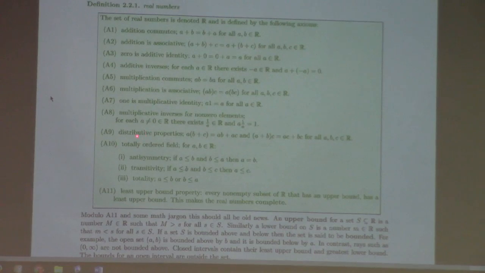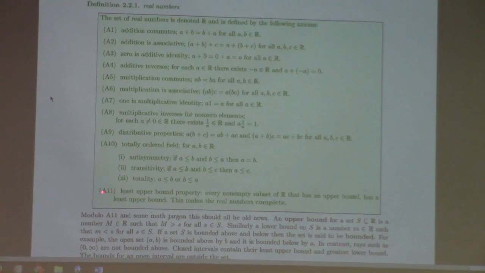Real numbers are really special though because they're also a totally ordered field, meaning there's a notion of less than or equal to or greater than or equal to, right? And if you have A less than or equal to B and B less than or equal to A, that forces A to be equal to B, right? And you have this transitivity, totality.